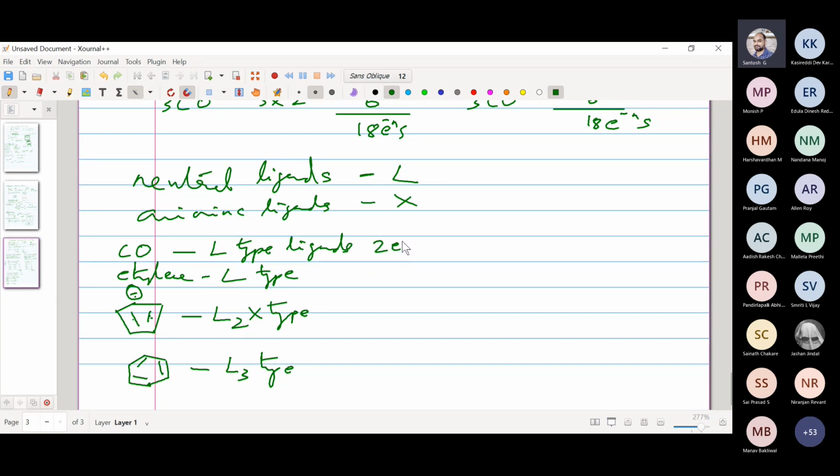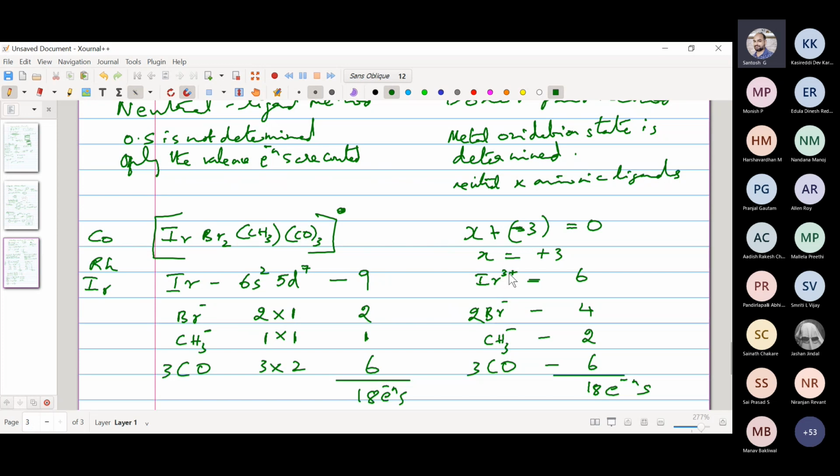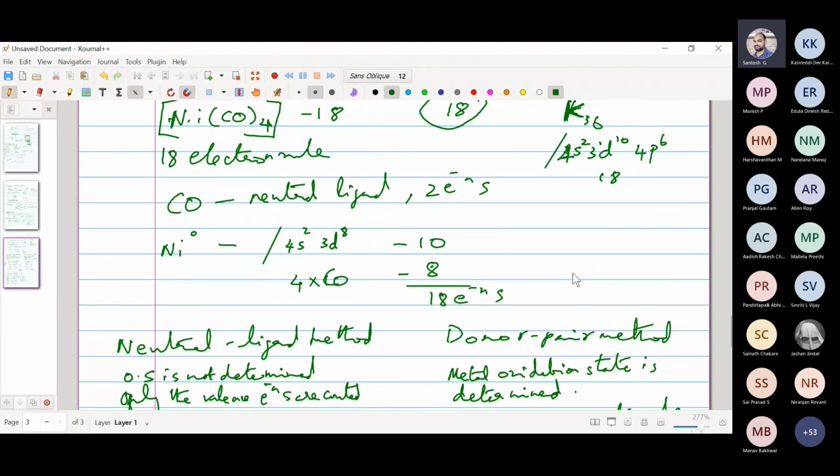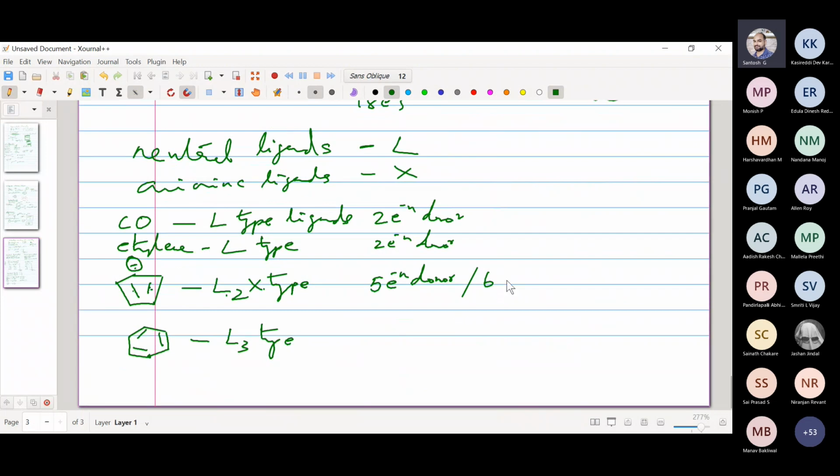Now let's see. This is a 2 electron donor. This is also a 2 electron donor. L2X is a 5 electron donor in the neutral ligand method, and it is a 6 electron donor in the donor pair method. Do you understand? This may be slightly confusing, but if you apply your understanding a little bit, and read and study a few times, you will easily understand.